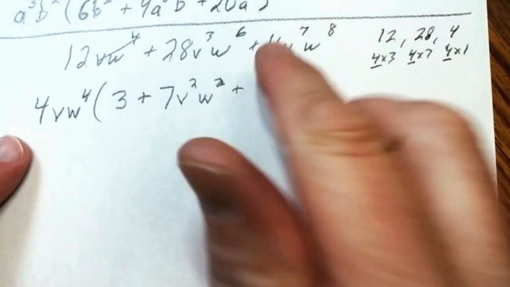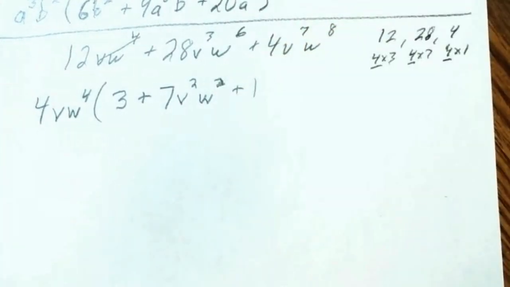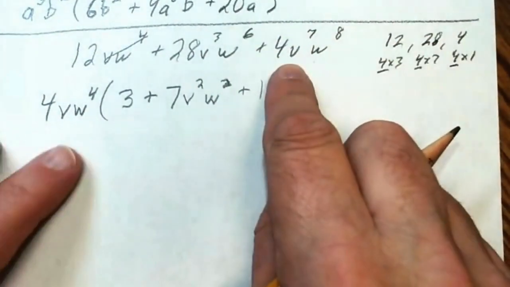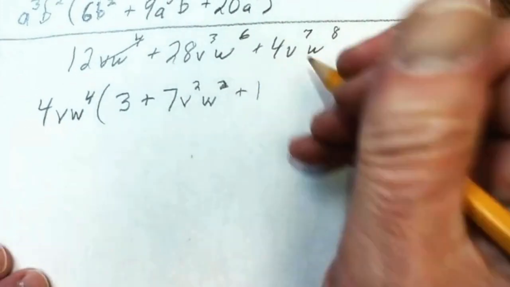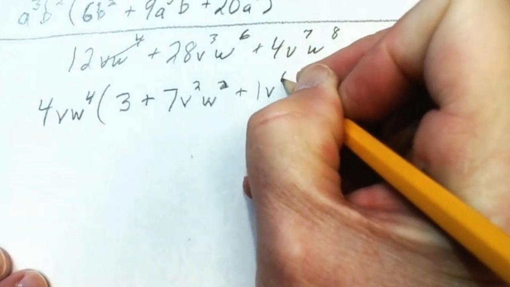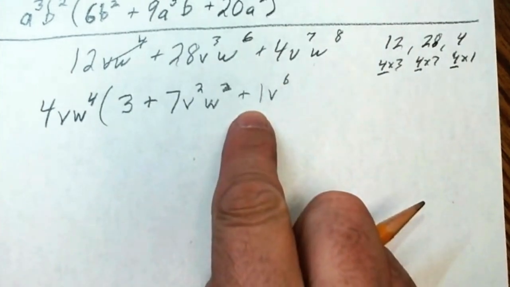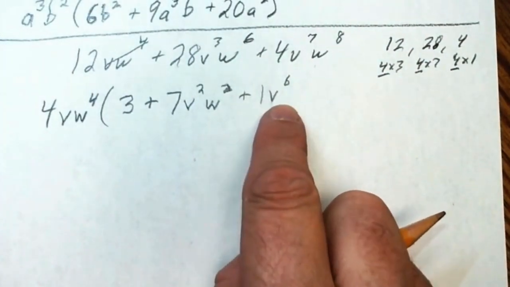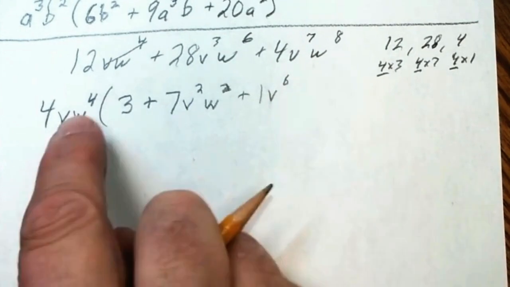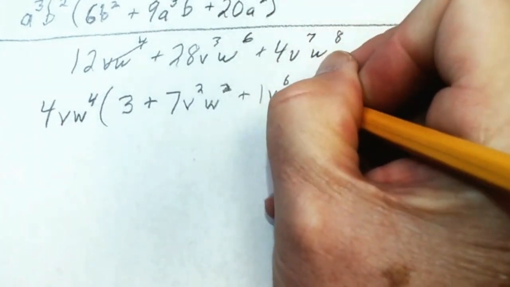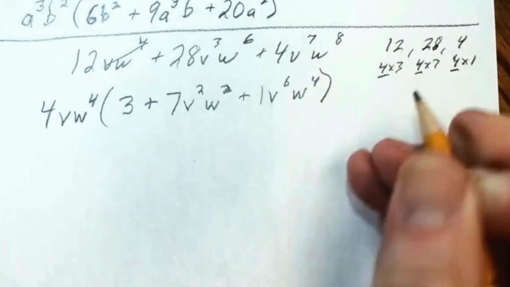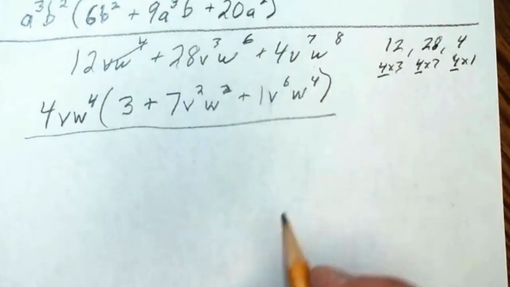4, 4, 4, that just leaves 1. We can put the 1. V, we pulled 1 v out of v to the 7th, so that's a v to the 6th, which means we don't have to have the 1. It's coefficient of 1, but we can put it. W to the 8th, and we pulled out 4 of them. So this is what it factors down to.